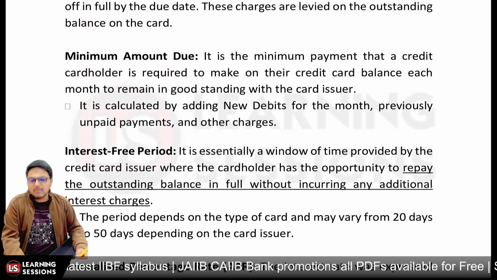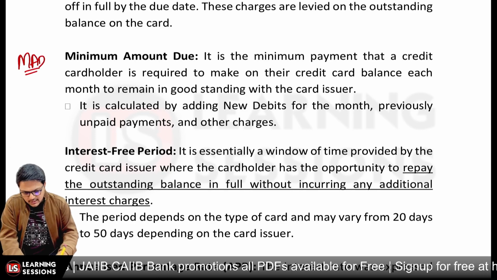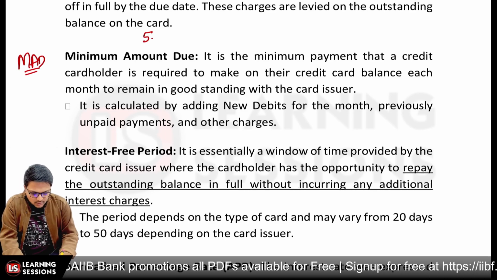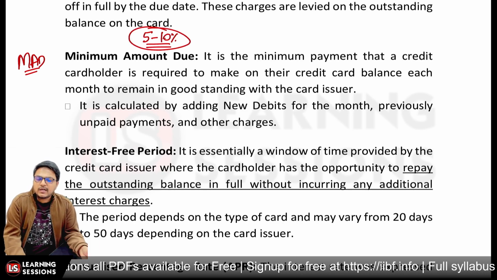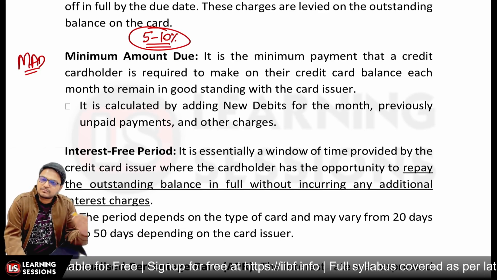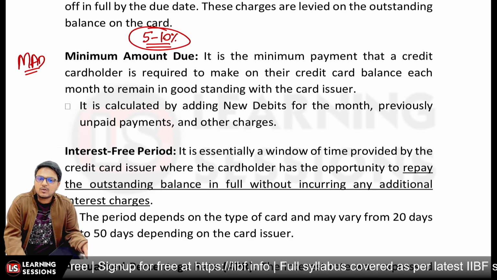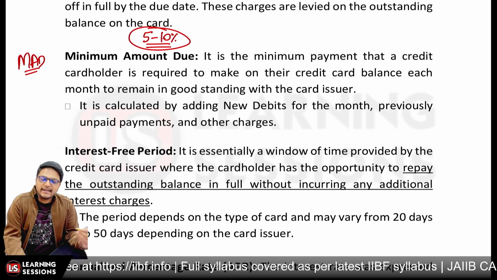And further, it's related to the minimum amount due, that is particularly MAD. MAD is the minimum amount due, ranging from 5% to 10% of the total outstanding balance, right? So when the bill is generated, it's not the case that you have to pay the full amount; you can pay 5 to 10% of the outstanding amount, and whatever outstanding amount remains after paying the MAD, the finance charges will be applicable on the same.